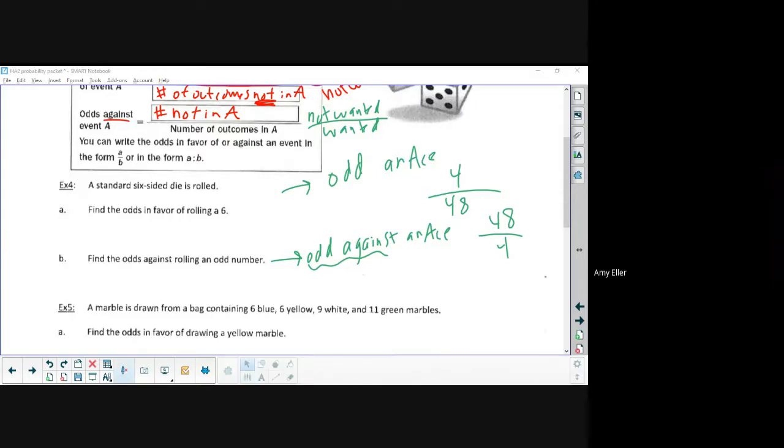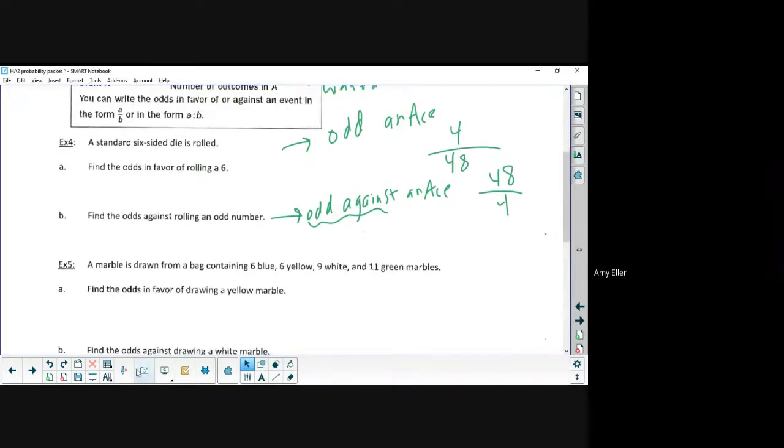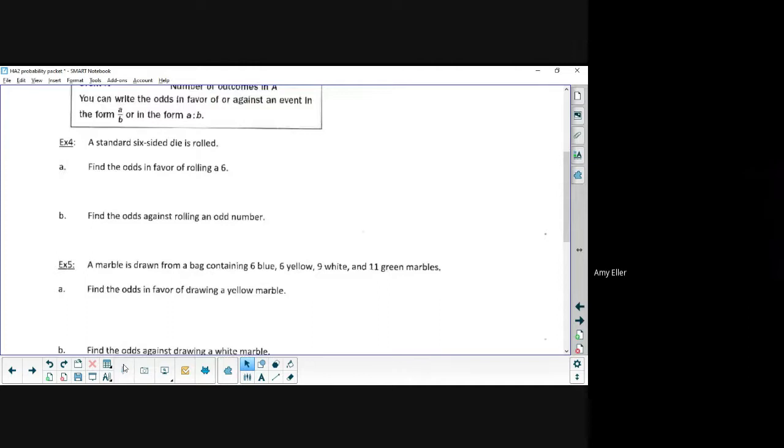All right, here's some examples. Example 4, a standard 6-sided die is rolled. Have you guys seen dice that are not 6-sided? I've seen some 8 or 16. There's a lot out there. So if I ever don't say it's 6-sided, assume it's 6-sided because most of them are. So a standard 6-sided die is rolled. Find the odds in favor of rolling a 6.